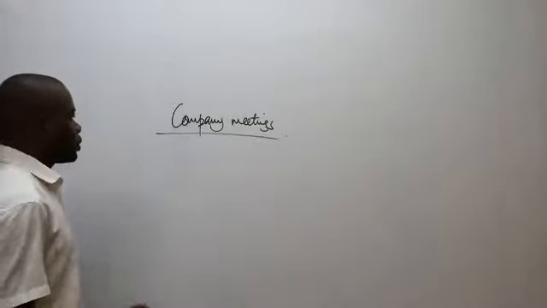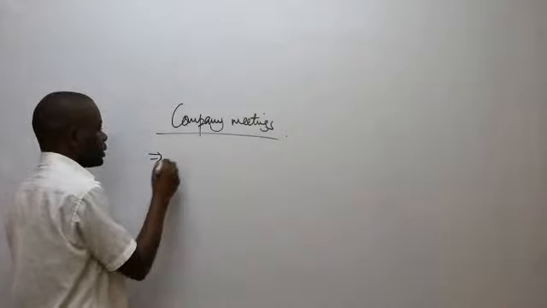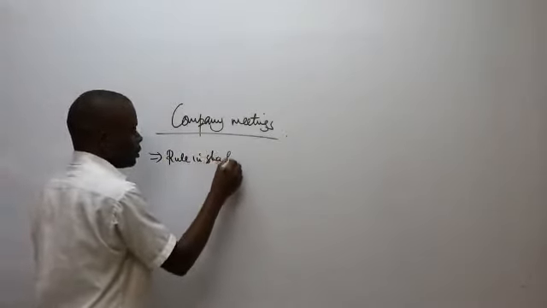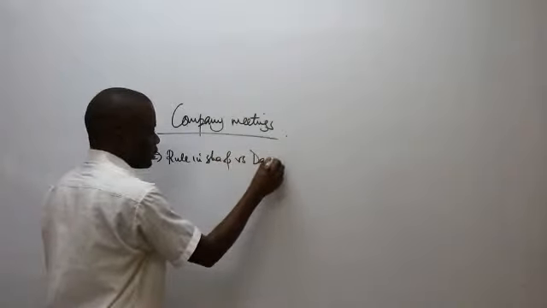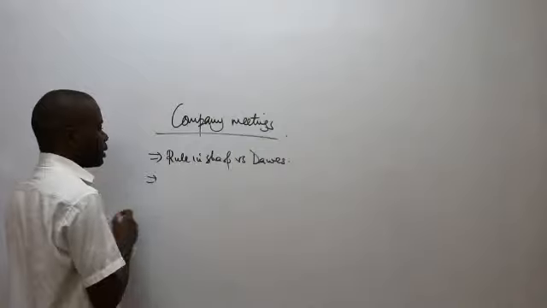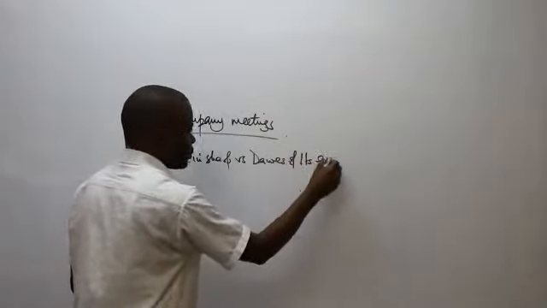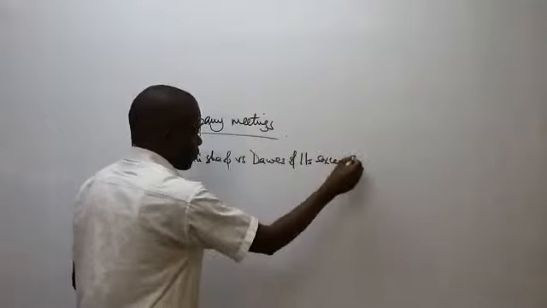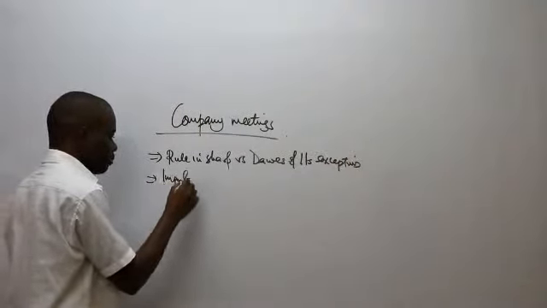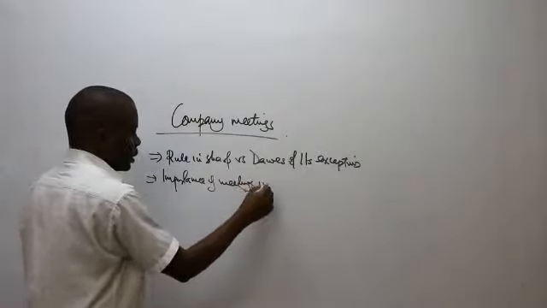Meetings. So what you're supposed to be able to understand under this particular topic: you're supposed to understand the rule in Sharp versus Dawes and its exceptions. You're also supposed to be able to understand the importance of meetings in a company.